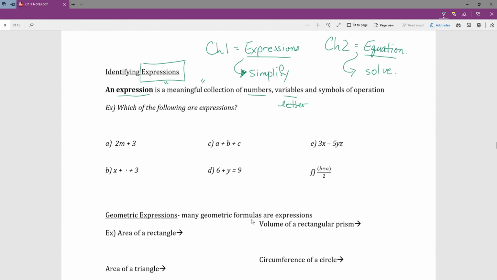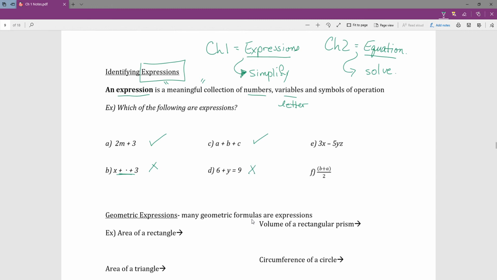So A is 2m plus 3. That is an expression. B, I'm really not sure what's going on with B. This is not meaningful. I'm not sure what those are trying to do. Makes it not an expression. C, an expression. D, it is not an expression.